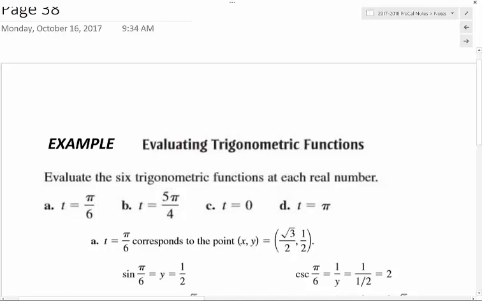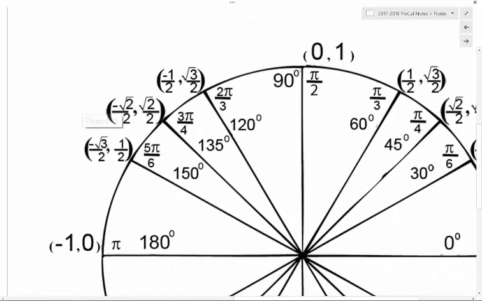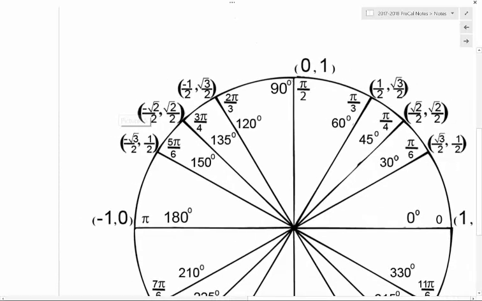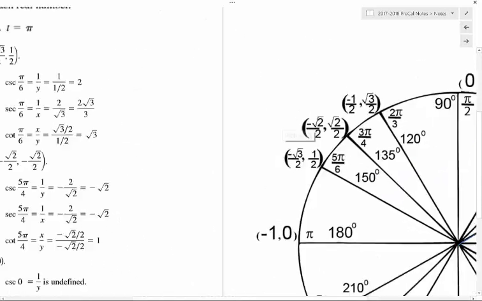So, evaluate the 6 trig functions at each real number. So, at pi over 6. Well, pi over 6, if I go to my unit circle, I put one over here on the side, pi over 6 is this one right here. So, the coordinates are square root of 3 over 2 and 1 over 2.